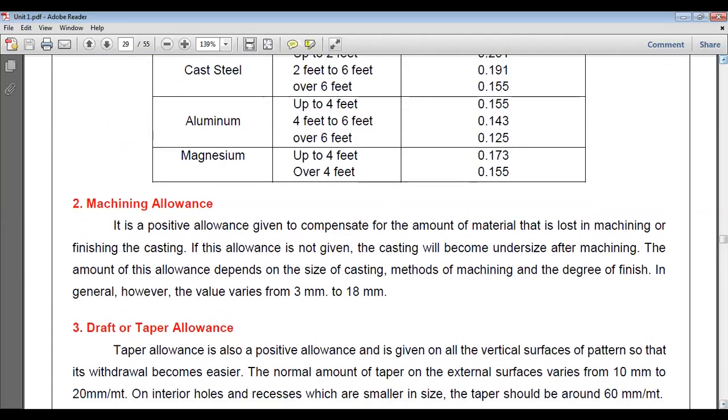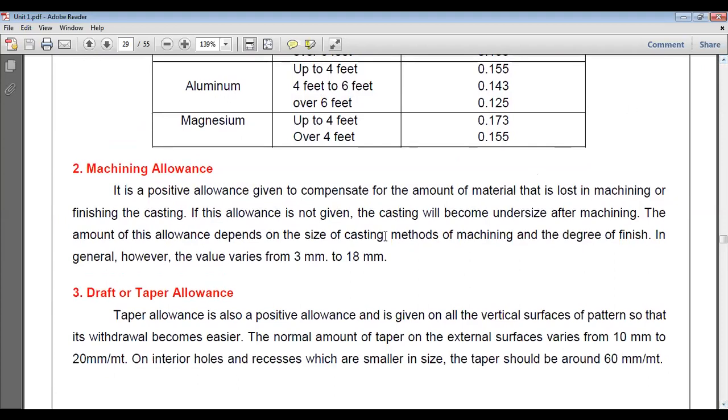Shrinkage allowance, then machining allowance. Machining allowance is given 3 to 18 mm. For very big parts it can be as high as 80 mm, but normally we give 3 to 5 mm machining allowance so that we remove the rough surface from the part produced. So this is machining allowance, 3 to 18 mm.